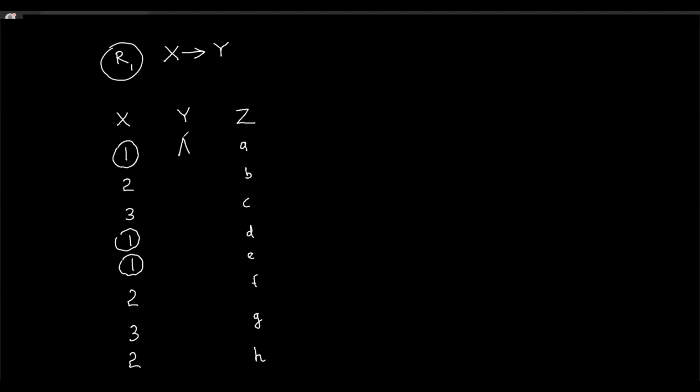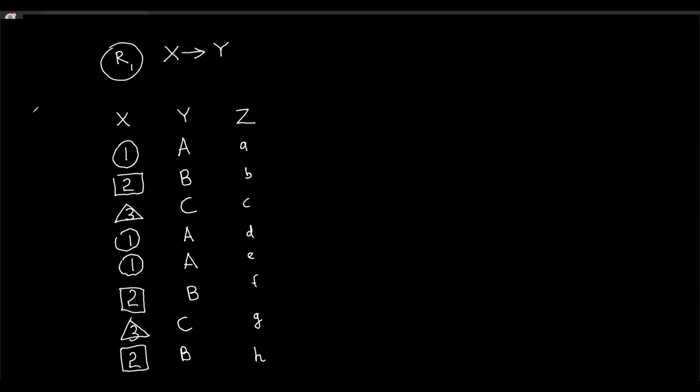So if you put uppercase A here, here also the value must be uppercase A, and here also. For 2, if you use uppercase B, well, here also the value must be uppercase B. For 3, let's say it's uppercase C, well, here also the value must be uppercase C. Only if this happens does X functionally determine Y.